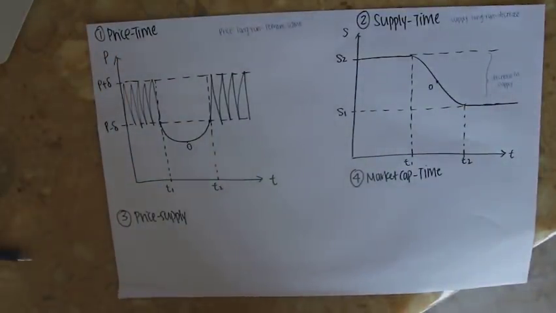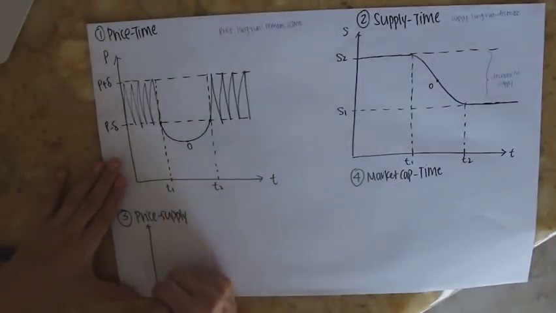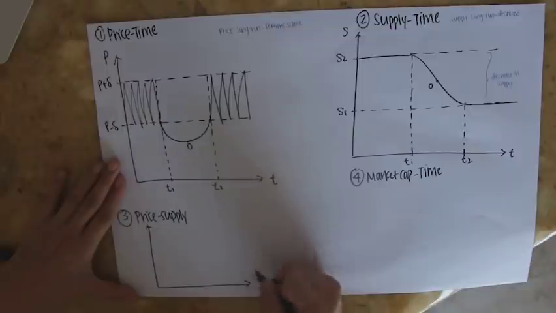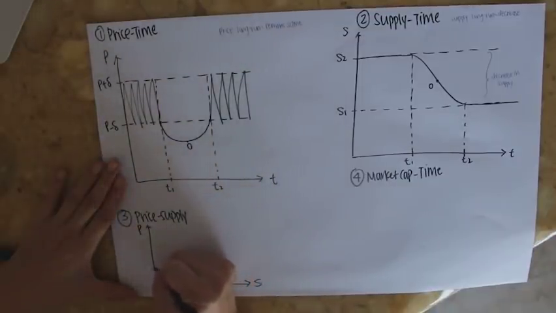What do we see in the long run? In the long run, we see that the supply reduces. Because you can see between 0 and T1, the supply is at S2, and then between T2 and infinity, the supply is at S1, so it decreases.